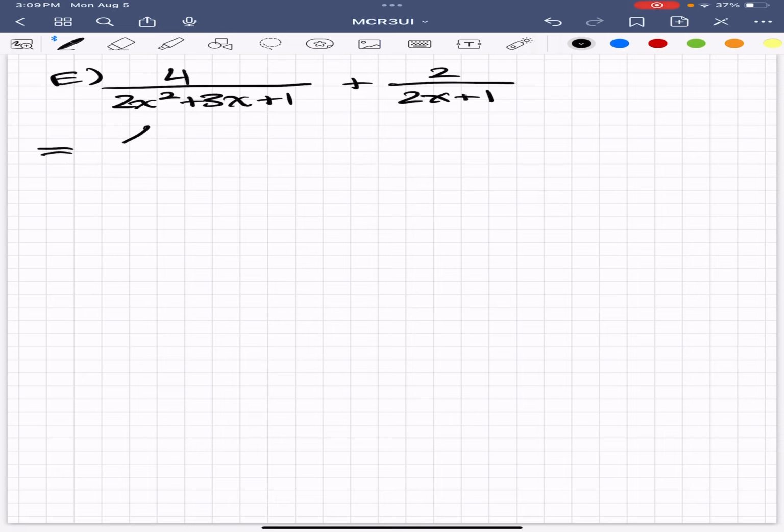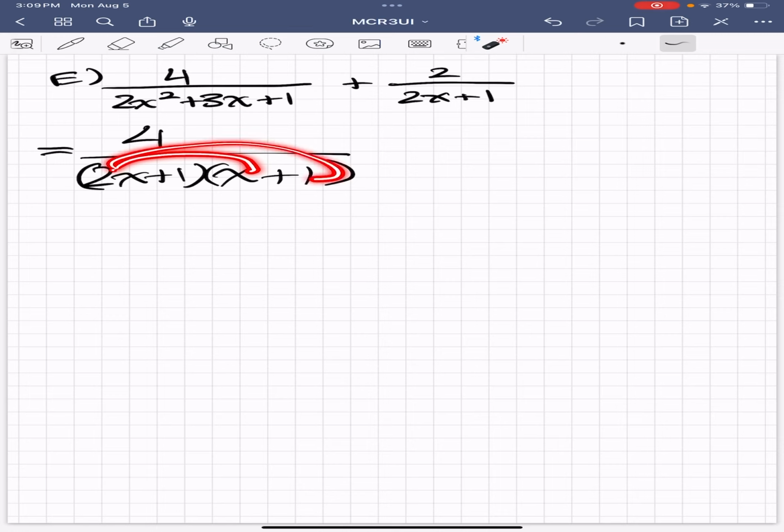Okay, so we have another trinomial, 2x and x. So I think it's plus 1 and plus 1. So we have FOIL, so firsts, outsides, insides, and lasts. So 2x multiplied by x would be 2x squared, plus 2x plus 1x plus 3x, and then multiplied 1 by 1 would be 1.